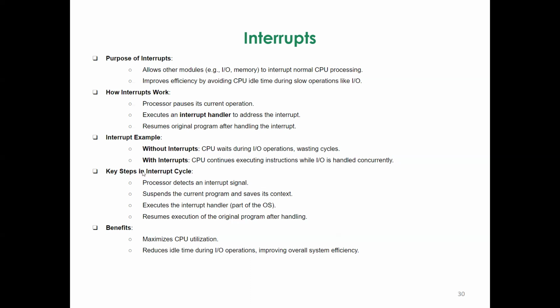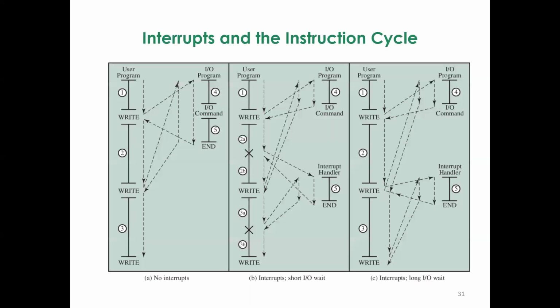Interrupt example, key steps in the interrupt cycle. The processor detects an interrupt signal. It suspends the current program execution, and of course, it needs to save the state. It executes the interrupt handler, and then goes back to what it was doing. Benefits, you see them. So this diagram summarizes that. Look at it in your own spare time and understand it.